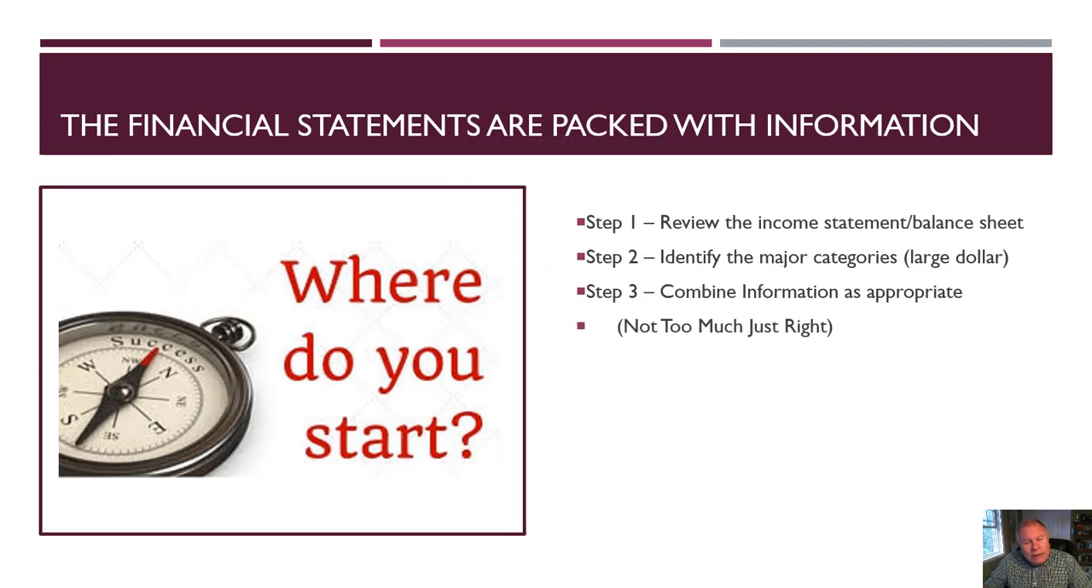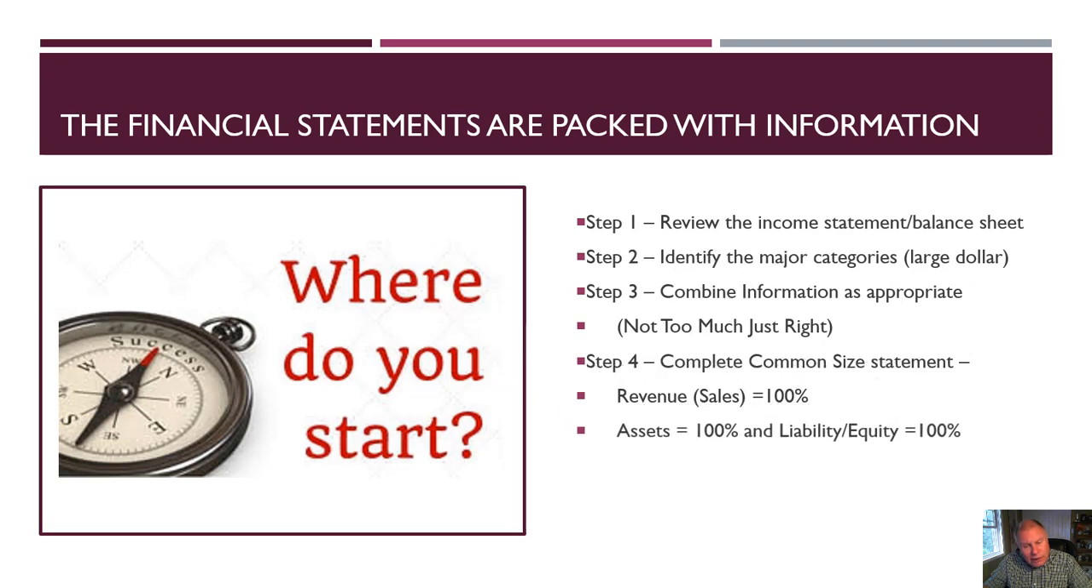We complete the common size statement. Revenue, sales equals 100, assets equal 100, and liabilities equal 100. Oldest to newest, left to right, because we're seeing a trend. And as we create forecasts going forward, this will be easier to graph and do some statistical work. So you're now ready to start.